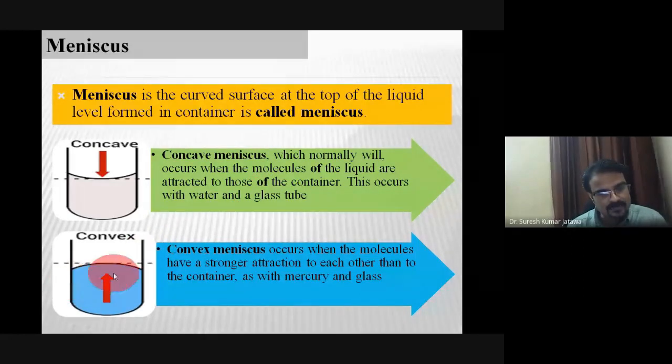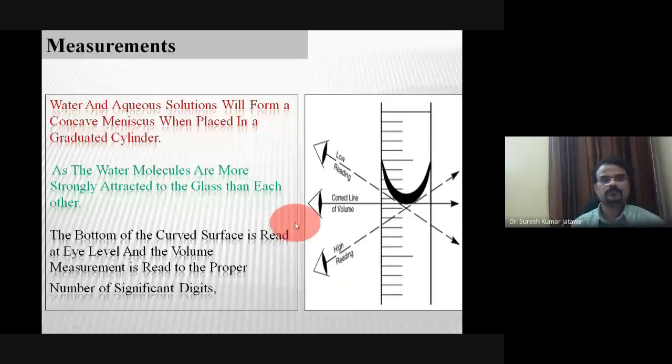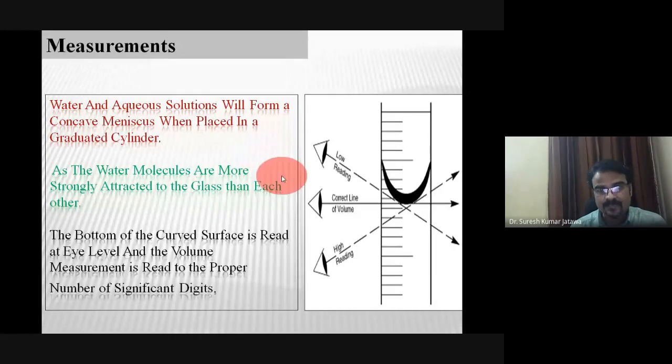And convex meniscus occurs when the molecules have a stronger attraction to each other than to the glass surface of the container. Then the meniscus formed is known as convex, dome shaped like this. An example is mercury and glass. Measurement is an important step when you are measuring any volume of solvent, solute or solution in a container. Measurement of the meniscus is very important.